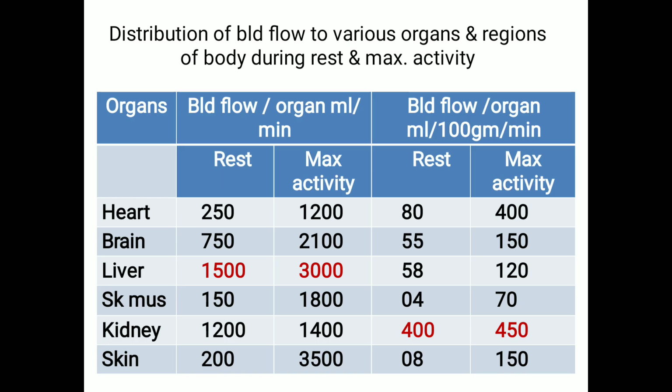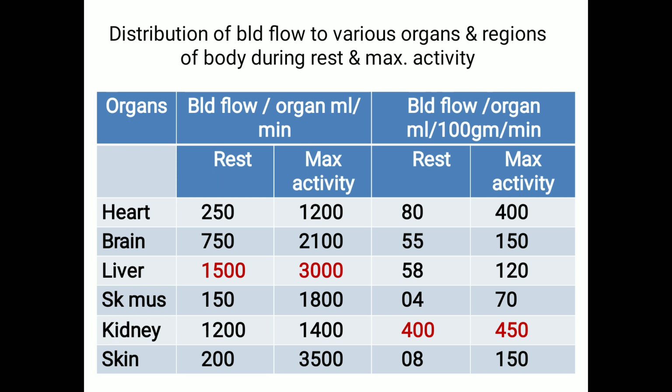So distribution of blood flow to the various organs and regions of the body during rest and maximum activity. One thing you can see here is that when you do activity like muscular exercise, some areas of the body get decreased blood flow, and in some areas blood flow increases.